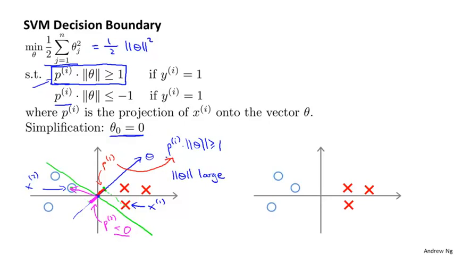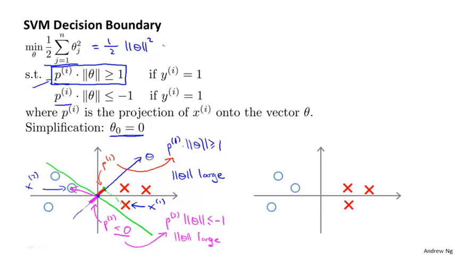Because if p1 is small and we want p1 times the norm of theta to be bigger than or equal to 1, well, the only way for the product of these two numbers to be large, if p1 is small, is if we set the norm of theta to be large. And similarly, for our negative example, we need p2 times the norm of theta to be less than or equal to minus 1. And we saw in this example that P2 is going to be a pretty small negative number. And so the only way for that to happen as well is for the norm of theta to be large.